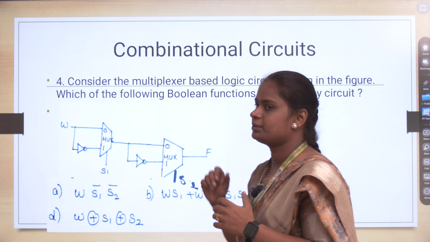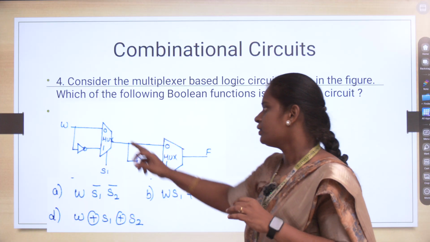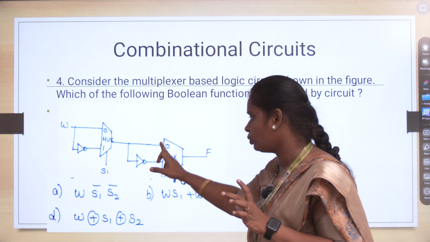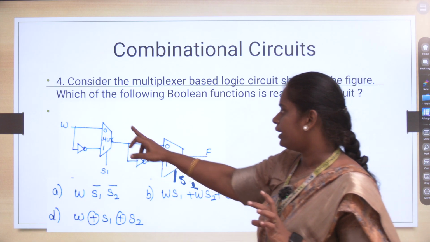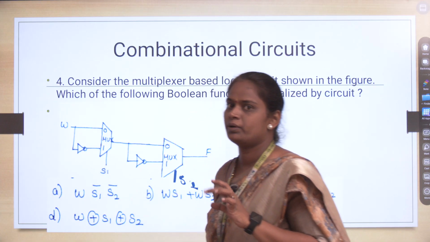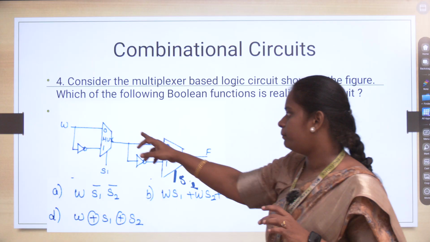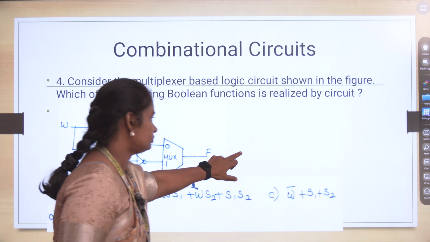There are two multiplexers given. Both the multiplexers are 2:1 multiplexers. So two inputs, one selection line, one output. Here also two inputs, one selection line. The output is nothing but F. The input for the first multiplexer is denoted as W. There are four options given. Based on the input, we have to write the output equation F.